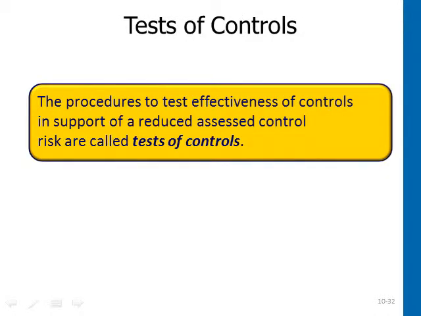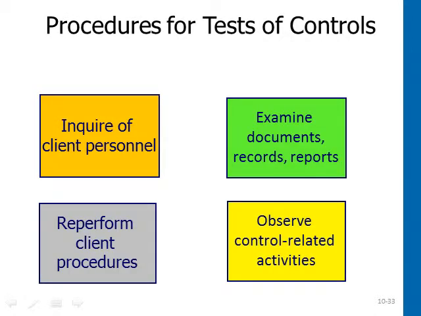So the procedures to test effectiveness of controls in support of a reduced assessed control risk are called tests of controls. These tests include inquiry of client personnel, reperformance of client procedures, examination of documents, records, and reports, and the auditor will then observe control-related activities.